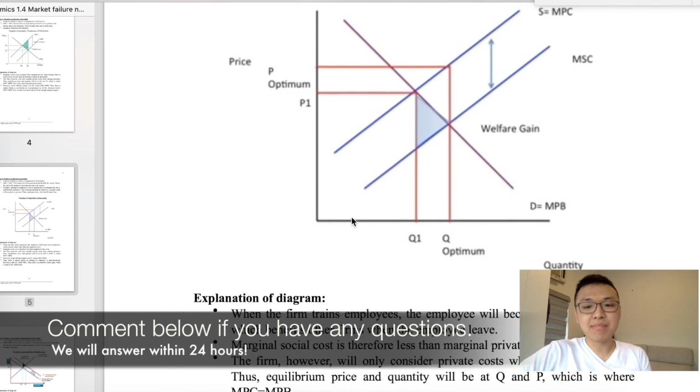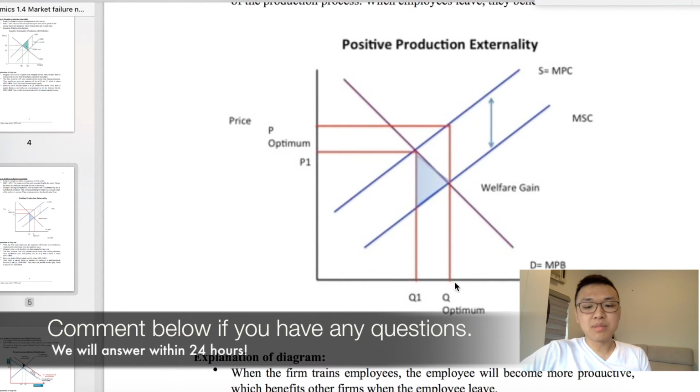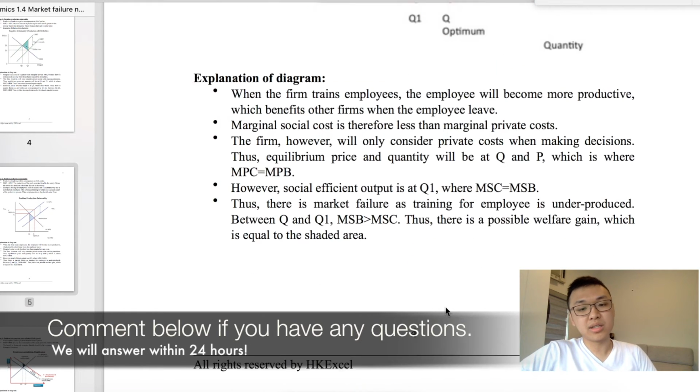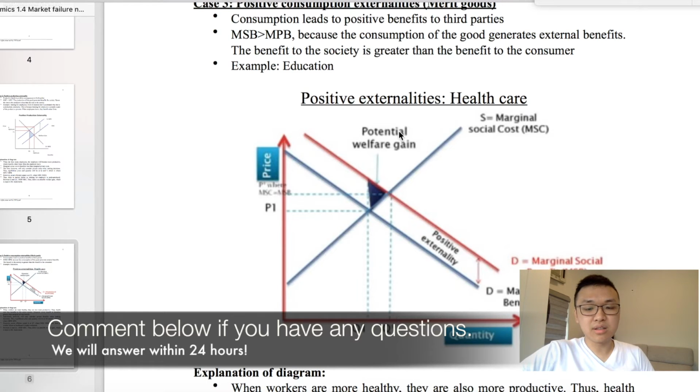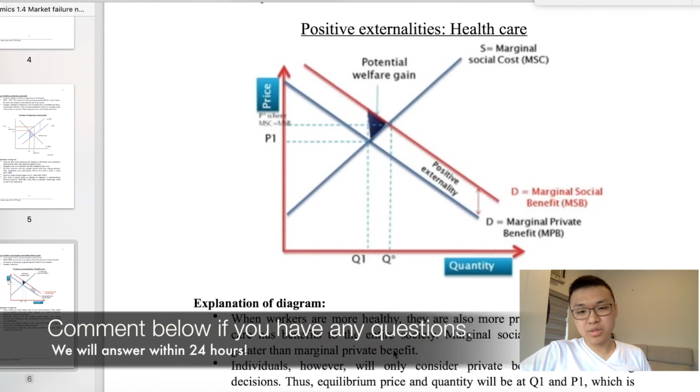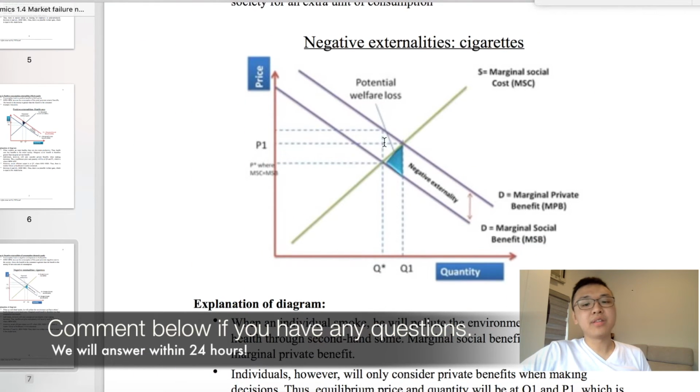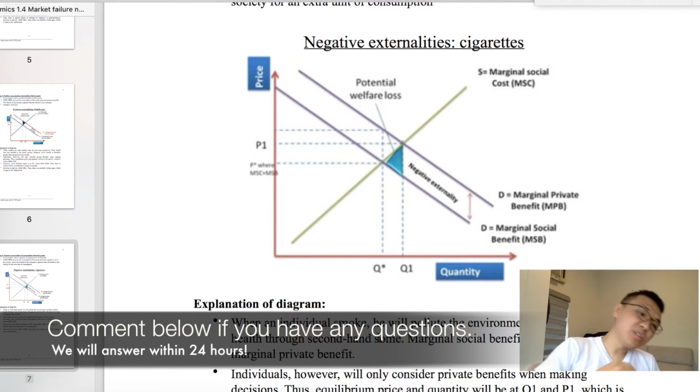Okay, let's look at the second example, positive production. This is the optimum quantity. We can see that the welfare loss, or the potential welfare gain, points towards the optimum quantity. The next example, we can also see it pointing towards the optimum quantity, Q star. This is the socially optimum quantity. The potential welfare gain is pointing towards Q star. And then here, Q star is socially optimal. Again, the welfare loss is pointing towards Q star. So when you draw the diagram, that's very easy. You point it towards Q star.